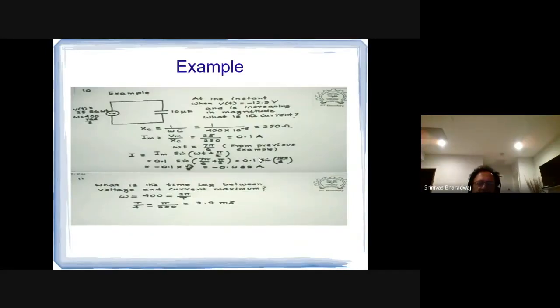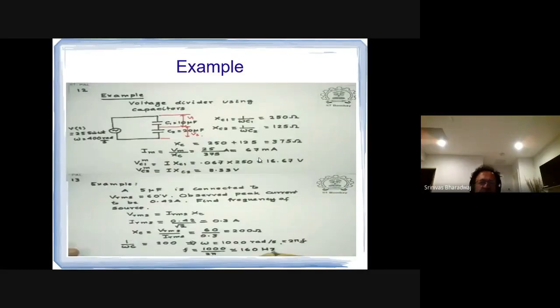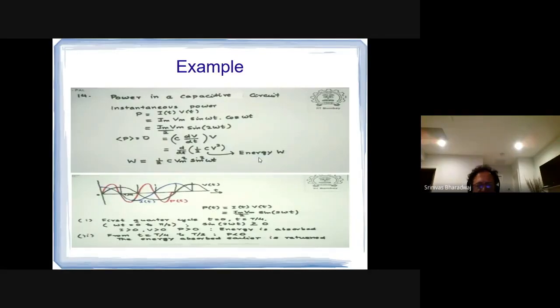Here's another example. At the instant V of t equals 12 volts, and it is increasing. So what is the important idea here? The important idea is Ohm's law still applies in a different way. There is a phase shift, and with the phase shift, Ohm's law still applies. What is the time lag between voltage and current? You have to spend a little time understanding all this, because if I went into all the details, it will take a little more time. I went into the details for the inductor, and the capacitor is very similar.